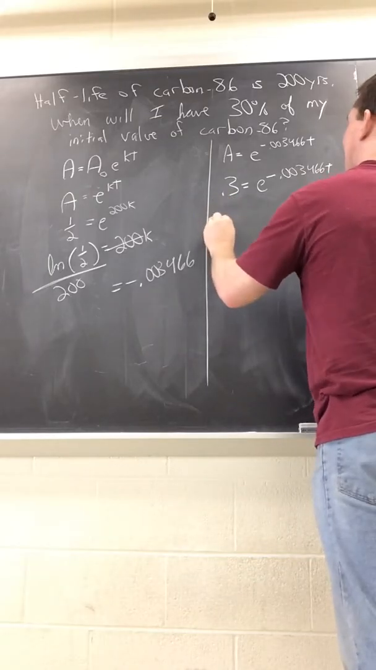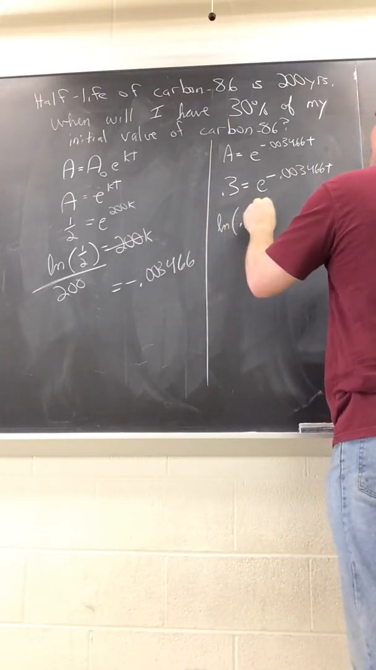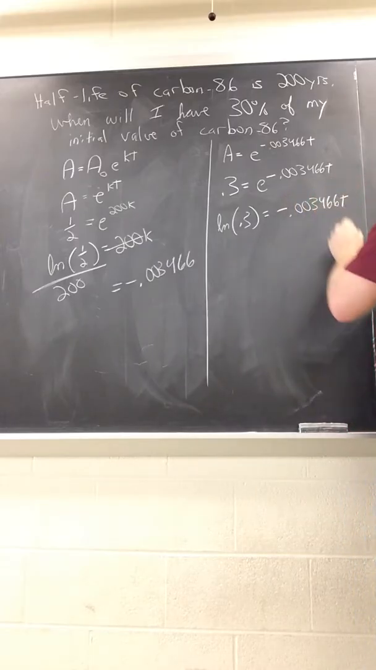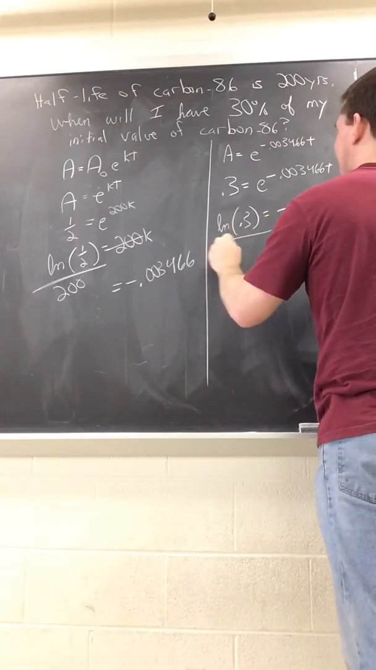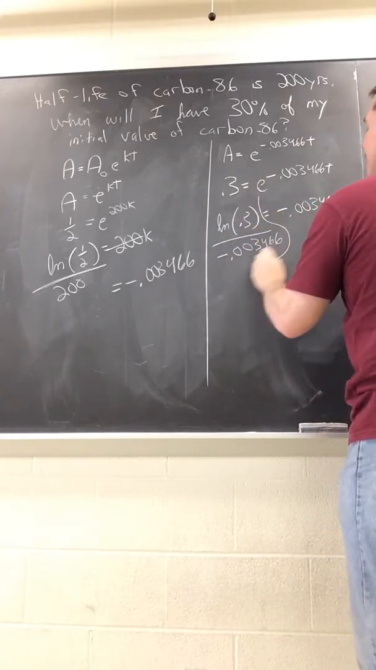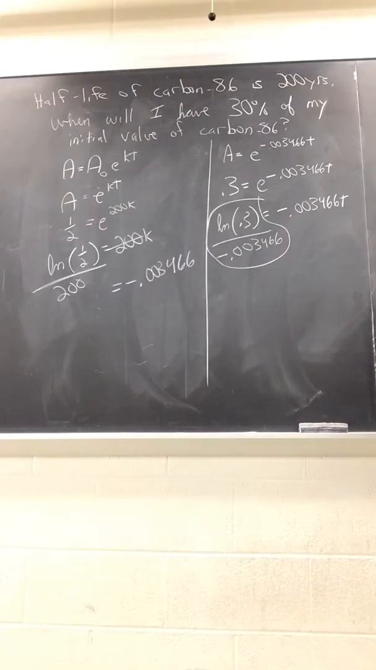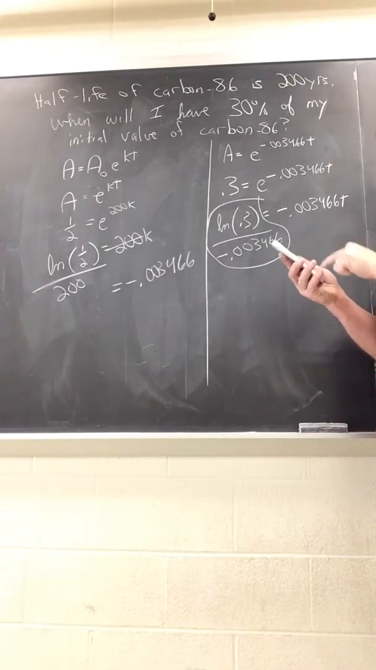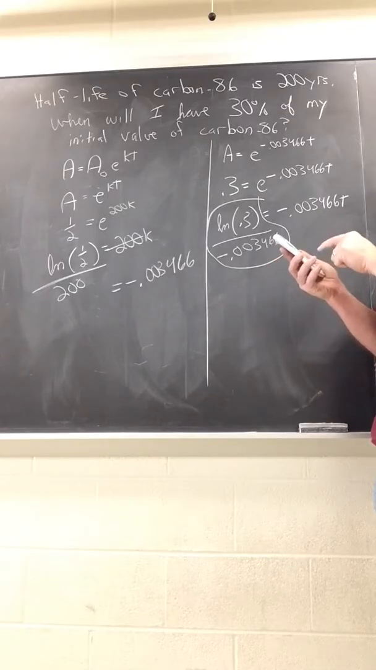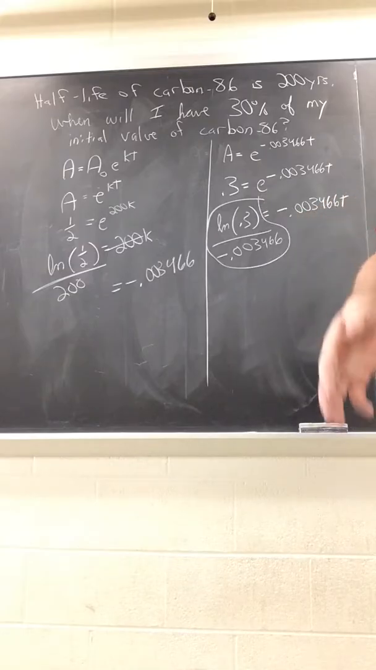Take the ln of both sides. ln of 0.3 equals negative 0.003466t, and then divide by k again. Negative 0.003466, and there is my t. And one last time, ln of 0.3 divided by negative 0.003466. 347 years.